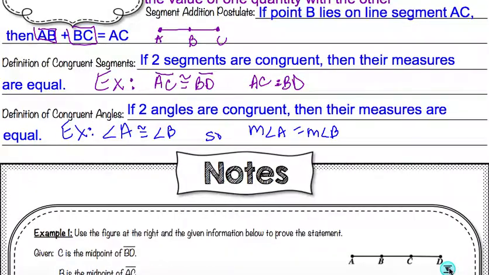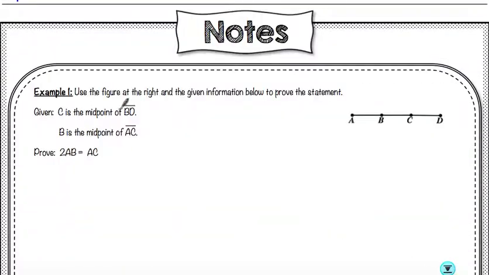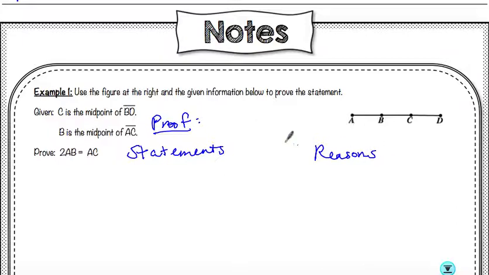So we have some examples that we're going to do. We have two examples to do. The first one states, use the figure at the right and the given information to prove the statement. So we are going to prove that 2AB, two of these, is equal to one of these, 1AC. And we have some information over here. So let me start out with, this is a proof. And we're going to give some statements and some reasons.